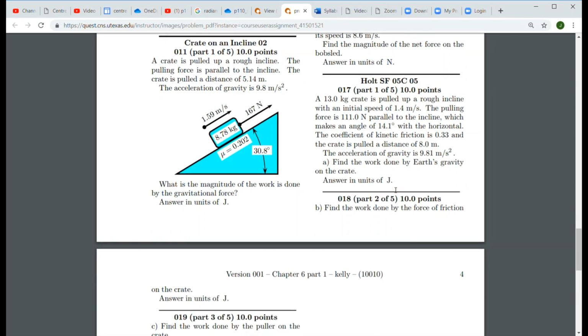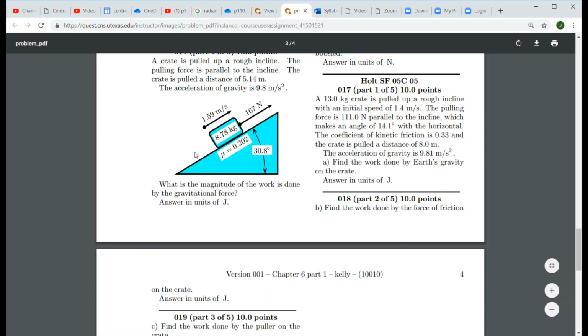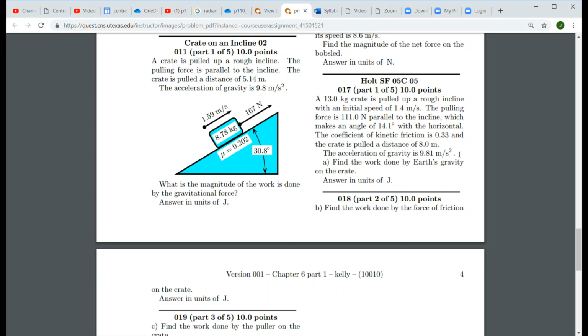A 13 kilogram crate is pulled up a rough incline with an initial speed of 1.4 meters per second. The pulling force is 111 newtons, parallel to the incline, which makes an angle of 14.1 degrees with the horizontal. So it looks like this situation over here, except there's a different angle and different numbers associated with things. Coefficient of kinetic friction is given. The crate is pulled a certain distance up there. Find the work done by Earth's gravity on the crate.